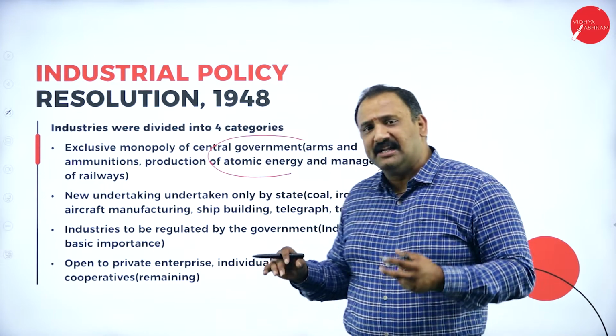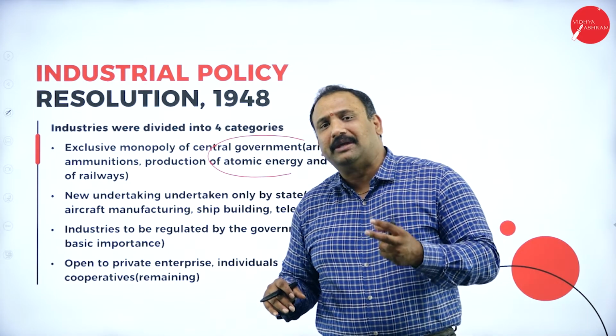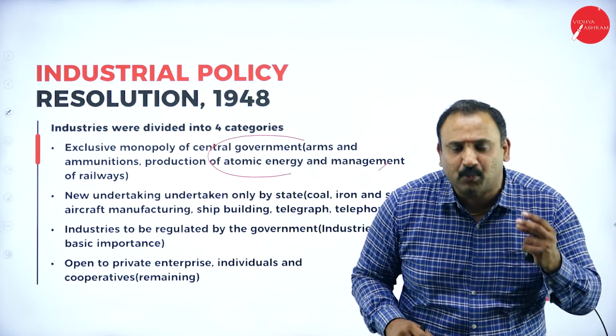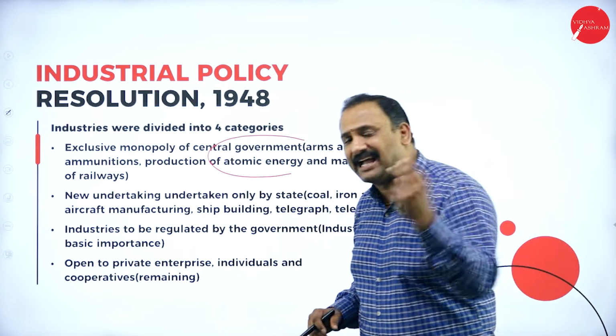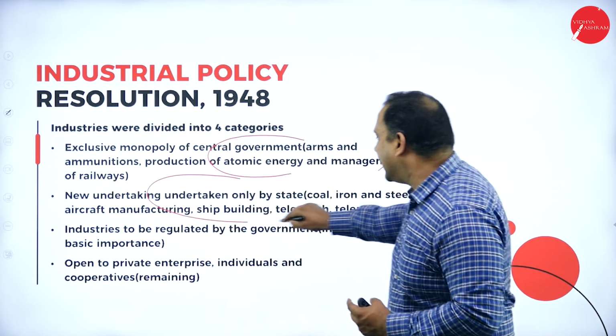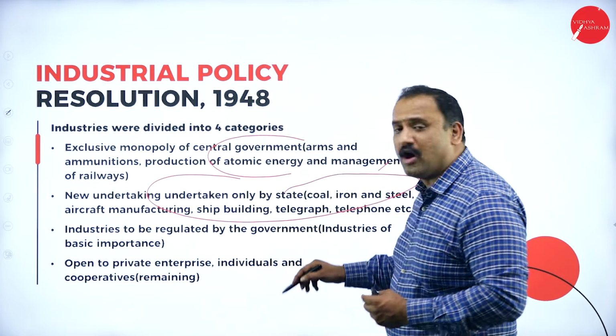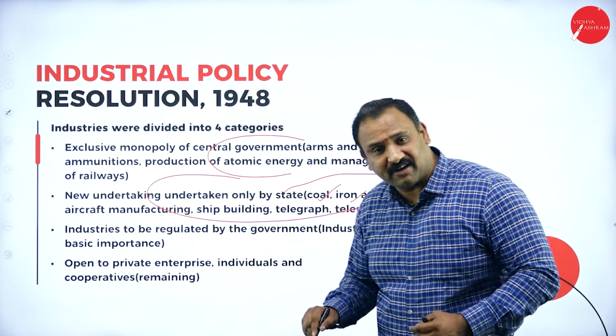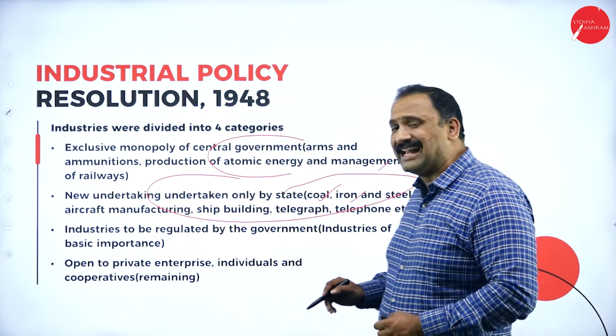The reason was that the government always wanted to keep 100% control over the sector, and they did not want the management to get diluted in these factors. Followed by the new undertaking that was given in terms of the state government factor was on the coal, iron and steel, aircraft manufacturing, shipbuilding, telegraph, telephone.